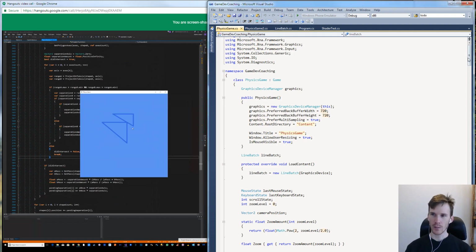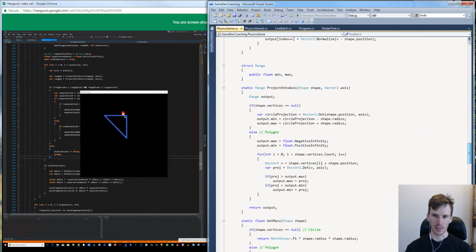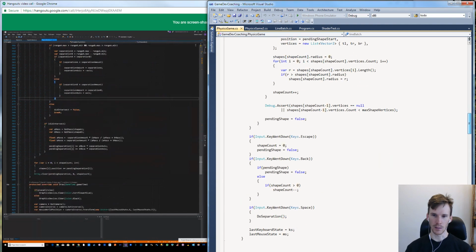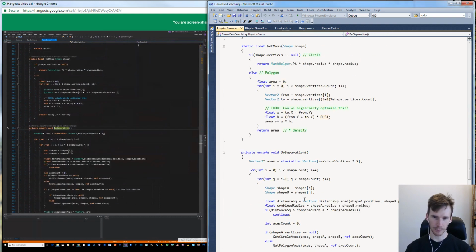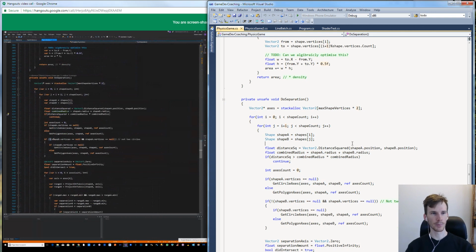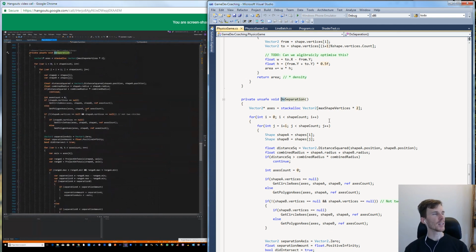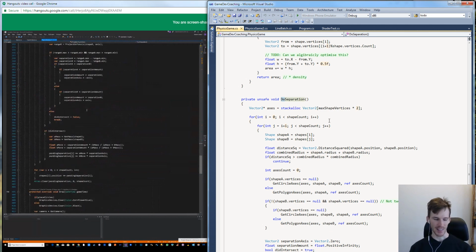So we know that the problem is happening when we do the separation. We hit space and something goes wrong. So the update method, when we hit space, just calls do separation. And what we can say about do separation pretty much immediately is that it's one of these awful methods that have do on the front, and that's just asking for trouble.